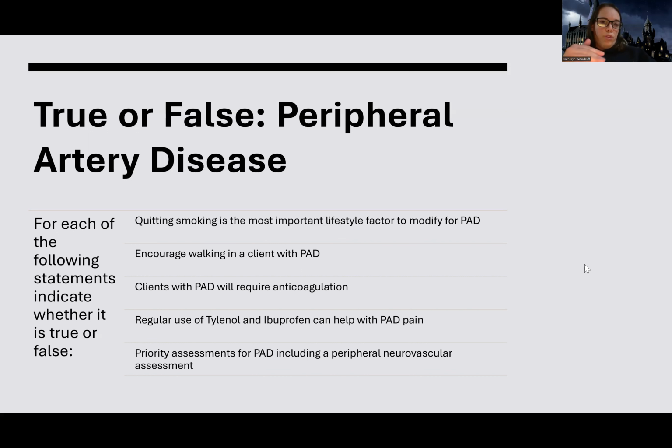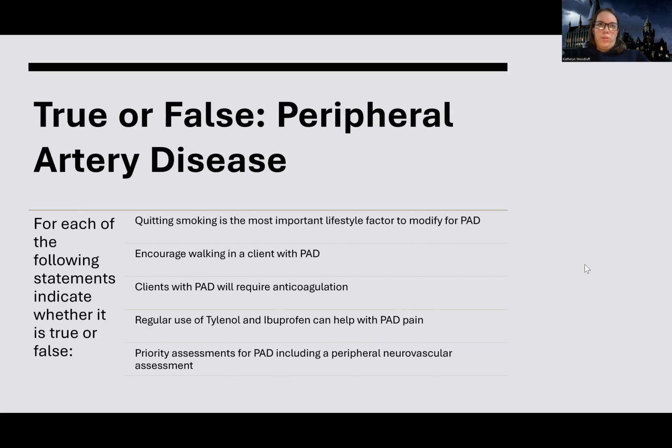All right, so true or false: clients with PAD will require anticoagulation. I know there's only a few people that require anticoagulation. Like AFib, they require anticoagulation. Then there are also patients with heart failure that have an EF less than 20%, or people that have DVTs, where they already have a blood clot. Clients with PAD have flow issues, and we talked about this in class, there are going to be some patients with PAD that end up on heparin drips and things like that, but that's real life.